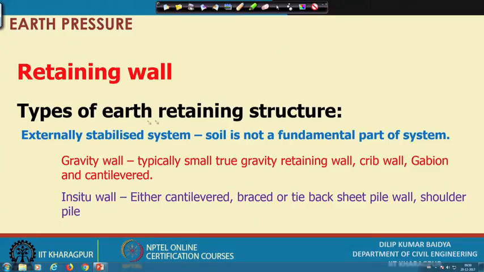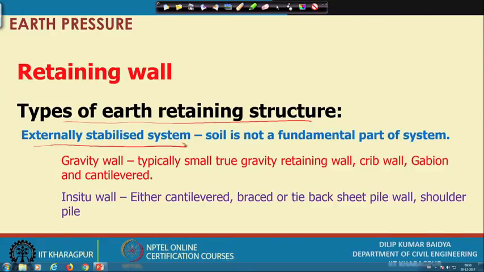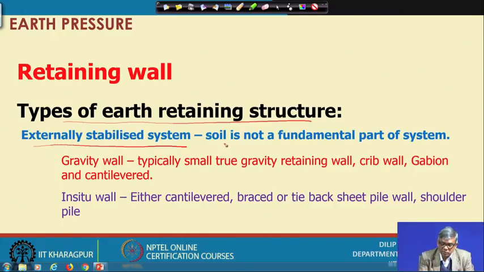Before going to that, we will see the different types of retaining wall. First of all you need to know the different types of earth retaining wall. This is the major classification that can be done. Externally stabilized system, that means what? Soil is not a fundamental part of the system.